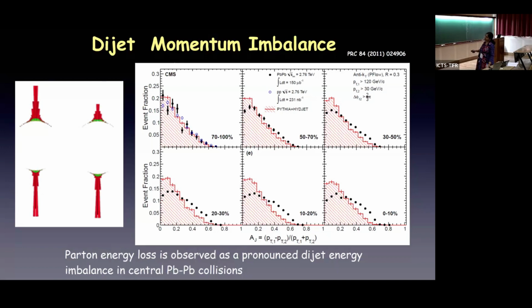So this is a symmetric jet. So here the values of dijet asymmetry would be very low, close to 0. And this is where you can clearly see the asymmetry. So the asymmetry values are higher. So this is a clear evidence of parton energy loss, which is observed as a pronounced dijet energy imbalance in central lead-lead collisions. Okay, so this was a clear evidence for the jet quenching, what we were discussing.